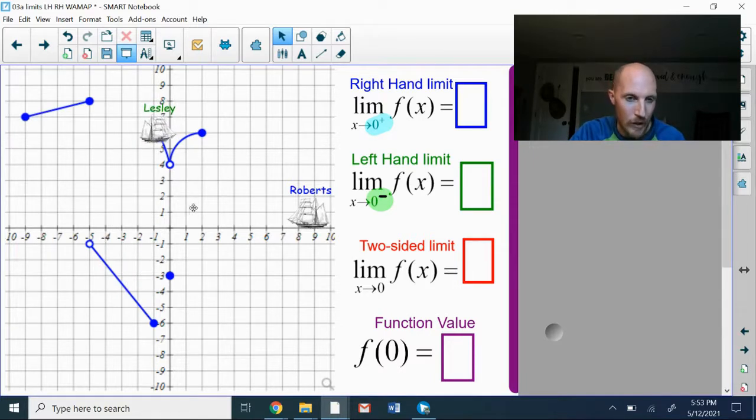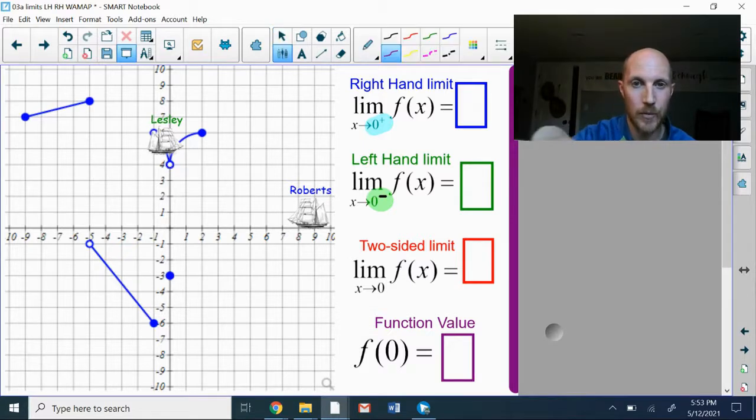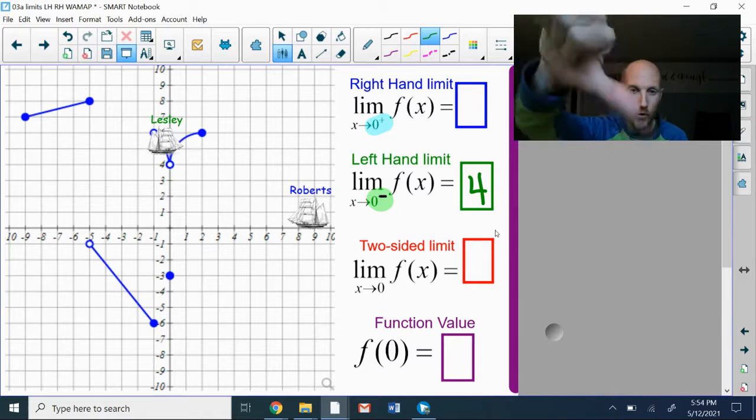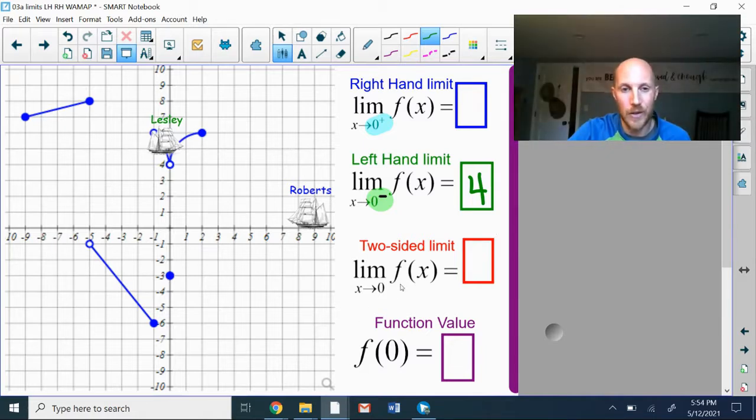As he is approaching as close as possible to an x value of 0, what height is he heading for? It looks like as he sails down this little downslope, he's heading right for a height of 4. I'm sorry, I started a little bit out of order. I grabbed my left-hand pirate, so we're going to go with the green box right here. That left-hand limit is 4. You can think of reaching your left hand out, grabbing onto that graph, wrapping your fingers around it, and as you slide down the graph, where's your thumb headed for? That is a left-hand limit. And so you'd be heading right there for 4.